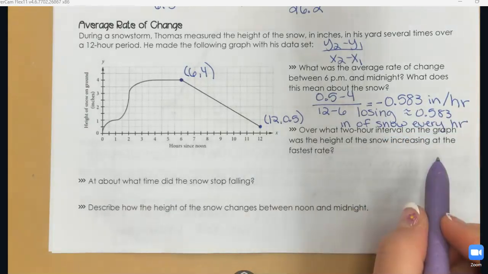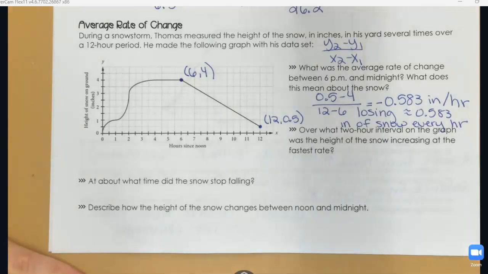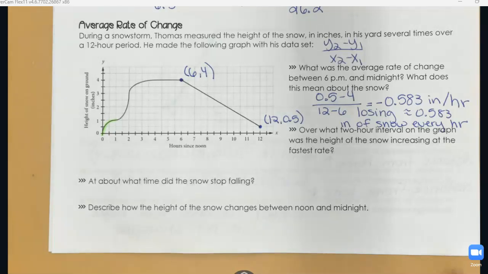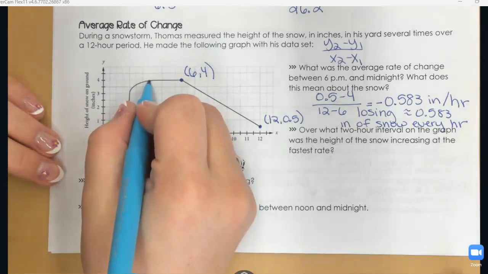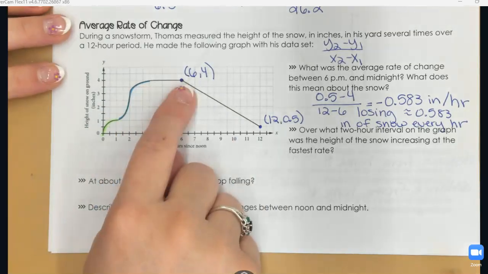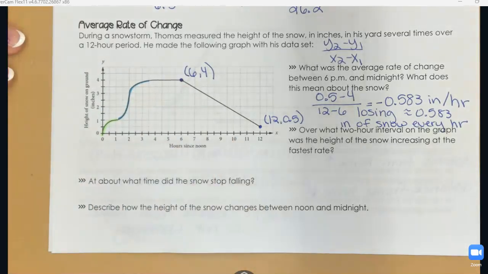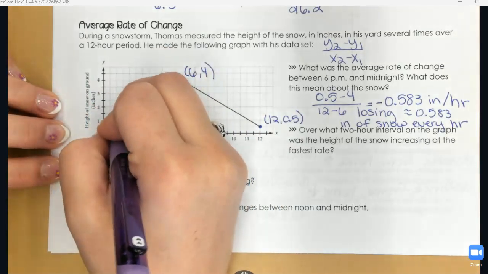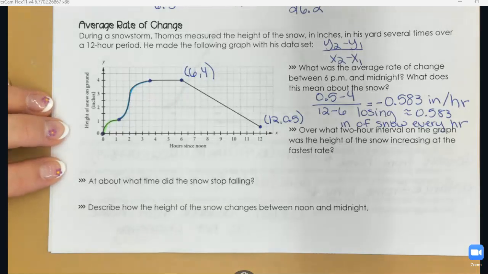Okay, over what 2-hour interval on the graph was the height of the snow increasing at the fastest rate? So we want to know the greatest rate of change. Well, there's a couple different places where I have a positive increase. I have this little part here, and it's not linear, but we could still calculate the average rate of change. And then I have this interval here. After that, it gets kind of horizontal, which means we had a constant rate of change. So I can calculate these 2 intervals and see which one had the greatest average rate of change.